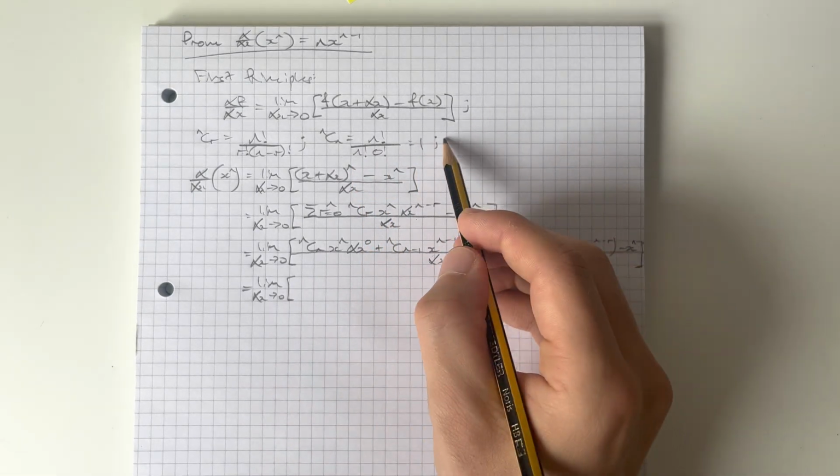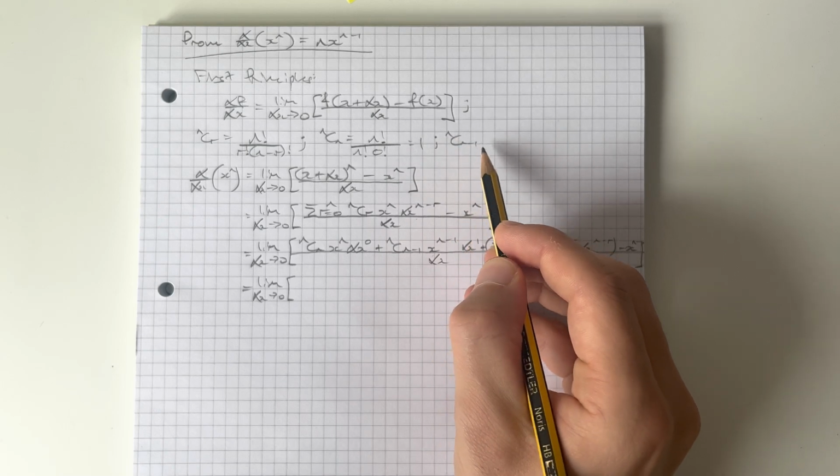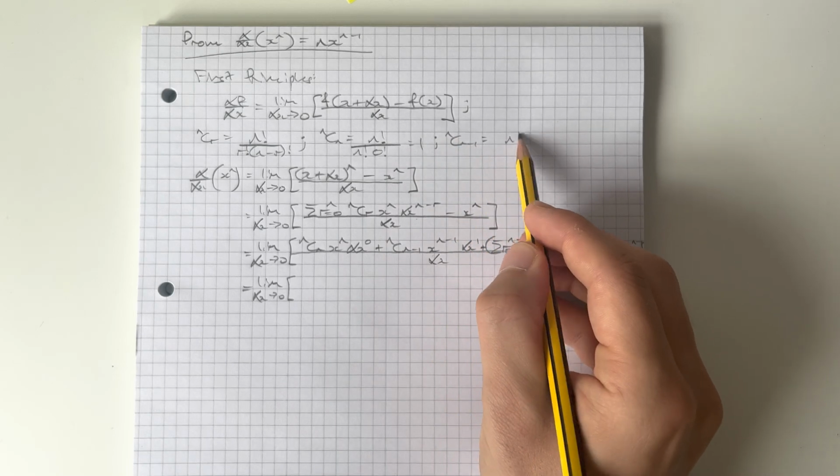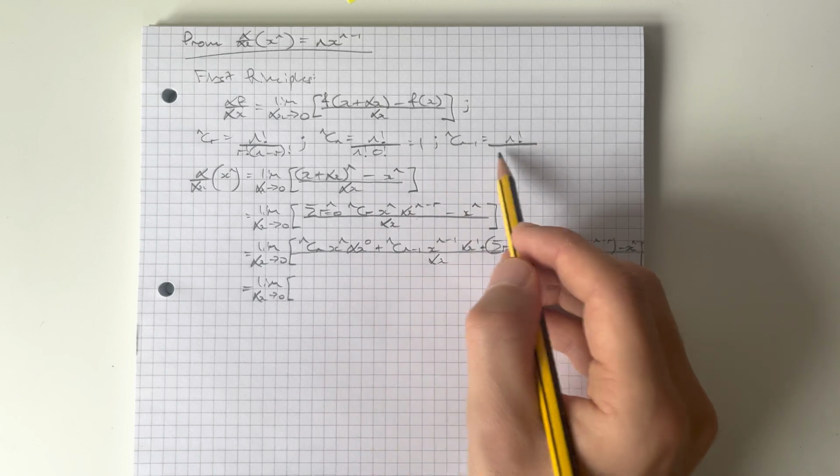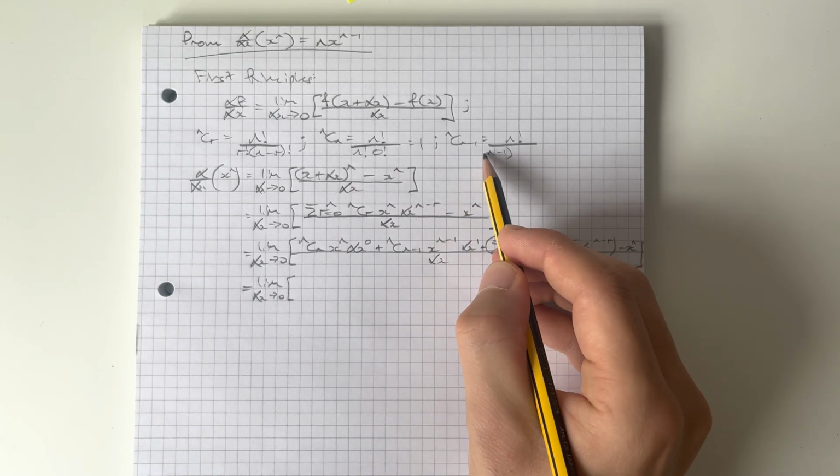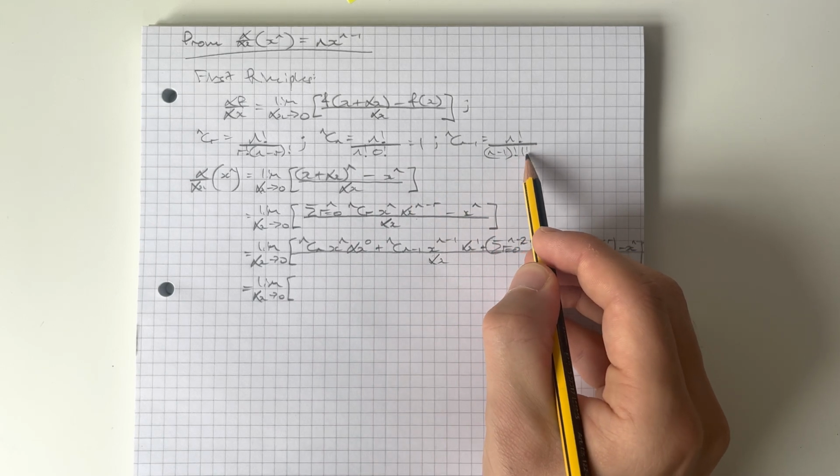We'll have a look at the next term then, so n choose n minus 1, and what we get is n factorial divided by, well, it's going to be n minus 1 factorial over 1 factorial.